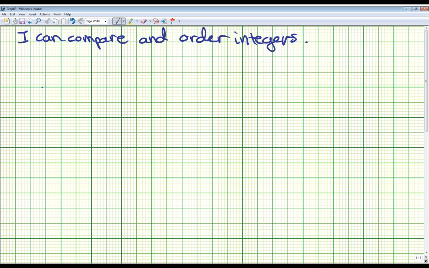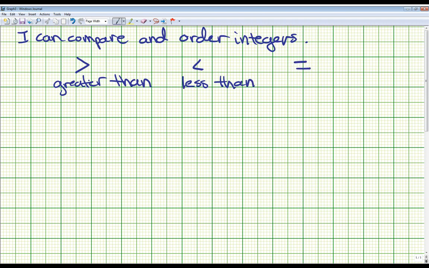Now, when we compare things in math, we're usually using the symbols greater than, less than, or equal to. So remember, this is called the greater than symbol. This one here is called the less than symbol. And then we have the equal to symbol.